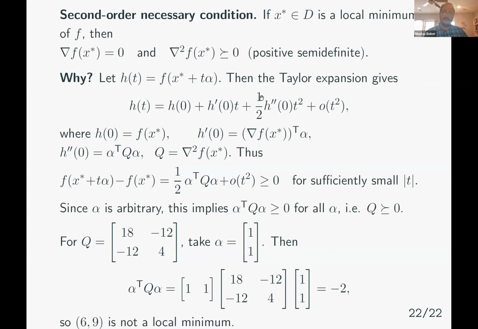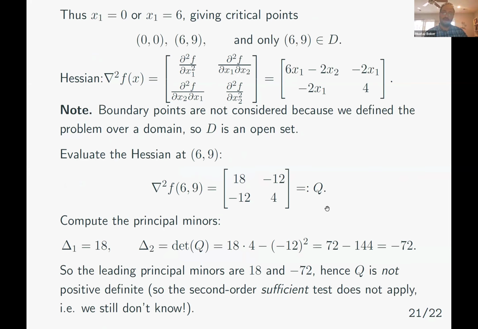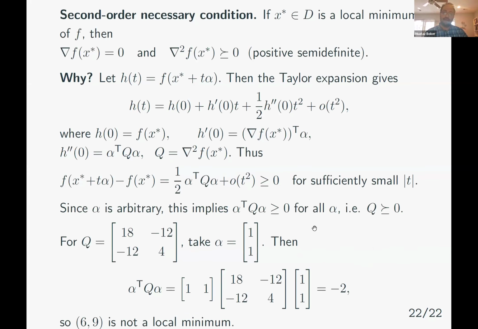What I mean by we don't know here is that we don't know whether it's a maximum or minimum. Because Q is not positive definite, another way to see it is to take alpha as (1, 1); alpha can be anything. Then alpha transpose Q alpha is -2, which is negative. So we can say that it's not a local minimum, but beyond that, we don't know. That's the key.